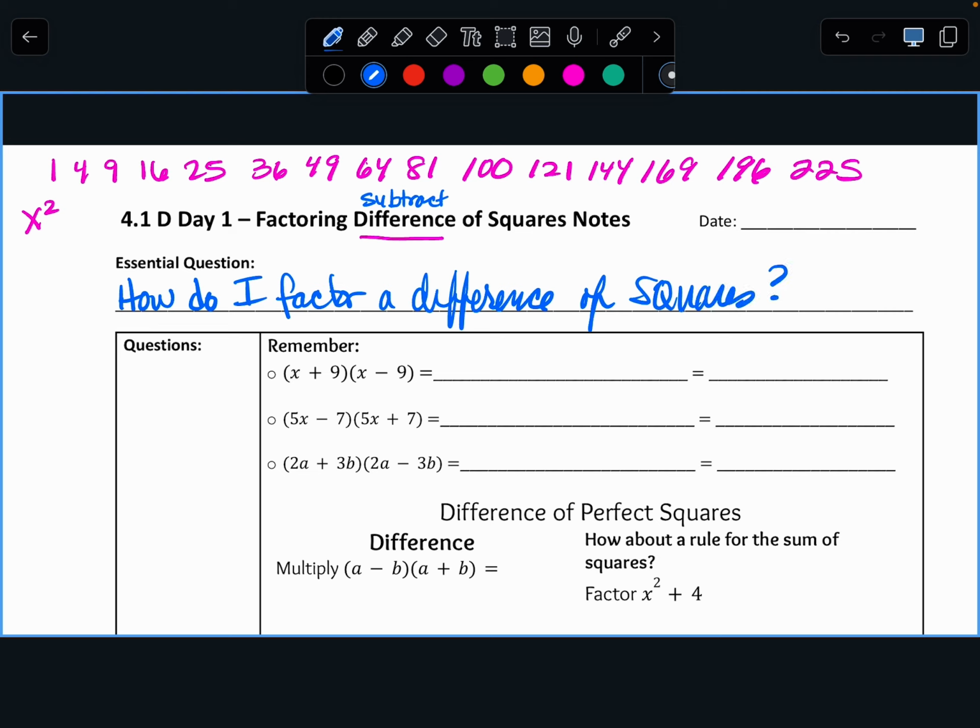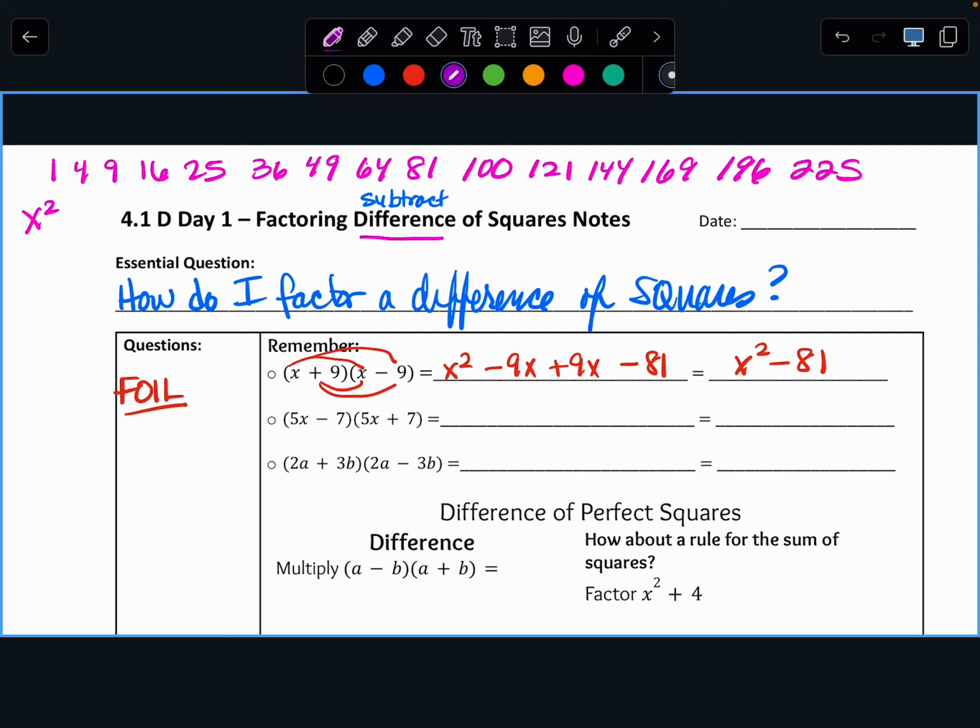So we're factoring a difference of squares. So these first three things I want to remind you about foiling. So x times x, x squared; x times negative 9, negative 9x; 9 times x, plus 9x; plus 9 minus 9 multiplied is negative 81. So when I combine like terms, x squared minus 81. So notice we went from 4 terms to 2 terms because the middle terms cancel out.